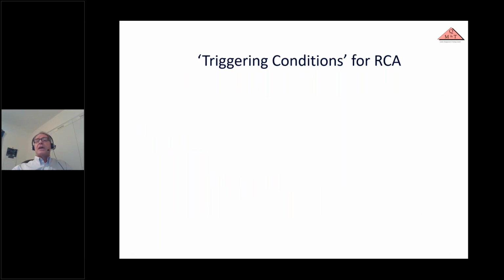There are triggering conditions which some organisations apply to RCA. It might not be necessary to carry out a formal RCA activity for every concern or issue that's identified. So I'm going to present on this slide some of the triggering conditions which I'm aware that some organisations use, which I think may be quite useful.